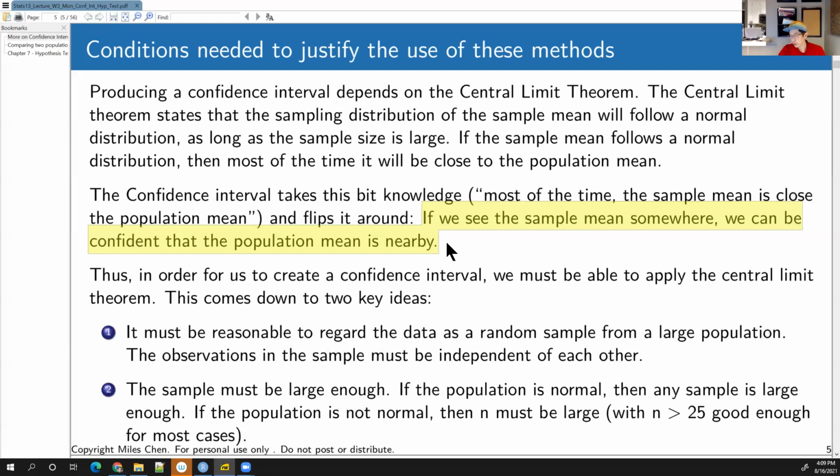But in order to apply the central limit theorem, there are a couple of key criteria that need to be met, right? Number one, it has to be reasonable to think of the data as a random sample drawn from a large population. If you're looking at the design of your study, and it is unreasonable to regard it as a random sample, then we're going to run into problems, right? To be honest, you will very rarely come across a study where the design is truly random.